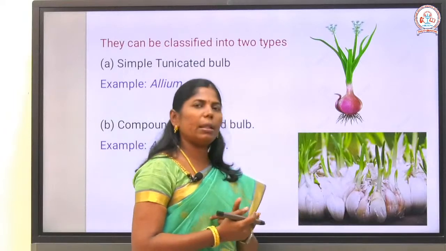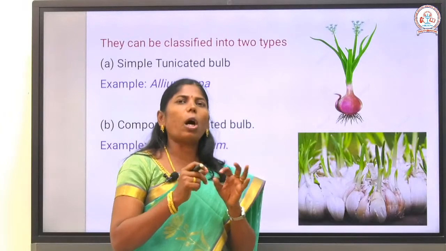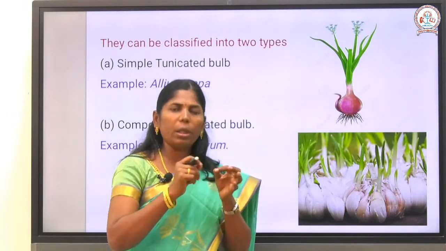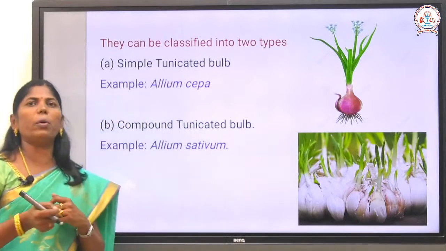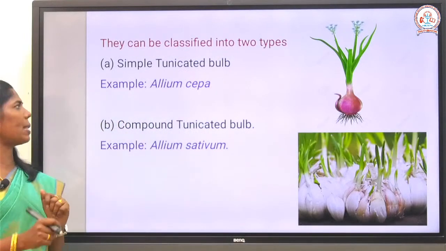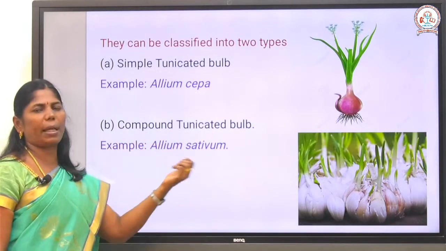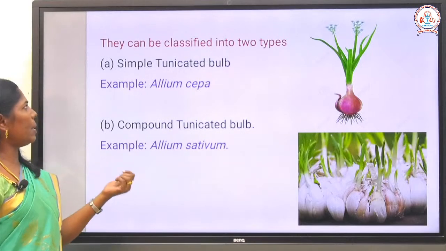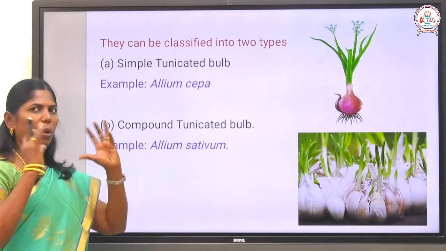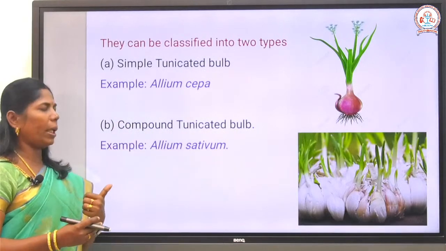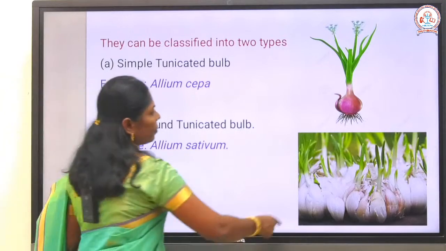But what about garlic? Each and every clove is there, so it is a compound tunicated bulb. In each segment there are scaly leaves, and we have to remove them. Each and every one consists of scaly leaves. So this is a compound tunicated bulb, for example Allium sativum. The example for the simple tunicated bulb is Allium sepa. Simple tunicated means it is covered fully by one cover. Compound tunicated means each and every segment is covered by scaly leaves.